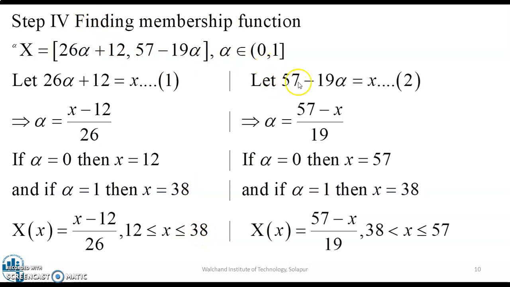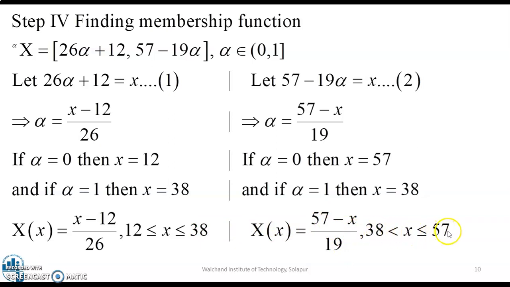Similarly, equating the end point 57 minus 19 alpha equal to x, call it equation number 2. Solving this equation for alpha, we get it as 57 minus x upon 19. This is the second step for the membership function of capital X. To find the range for this function, let us substitute alpha equal to 0 in this equation number 2. We get x equal to 57, and putting alpha equal to 1 in this equation, we get x equal to 38. Therefore, the next step of the membership function is 57 minus x upon 19. Already 38 is involved, therefore we can write 38 is strictly less than x is less than or equal to 57.